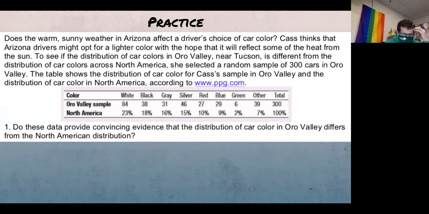So Oro Valley, notice we have an Oro Valley sample. It's just one sample. And here's the distribution across North America. So this 84 does not directly mean it's 23%. And we're going to determine if it matches the distribution that we found in the rest of the country.